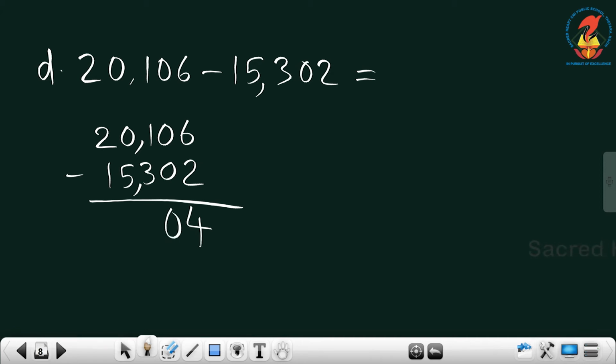Then 1 minus 3, is it possible? No. So I need to borrow 1 from where? From 0. But I can't borrow from 0. So I need to cut it and write 1 here. And it will become what? 10. And at that moment, this can borrow 1 from here, and it will become 11, and it will become 9. Is it? And 6 minus 2 is 4, 0 minus 0 is 0, and 11 minus 3 is what? 8. And 9 minus 5 is 4. 1 minus 1, 0. Is it?